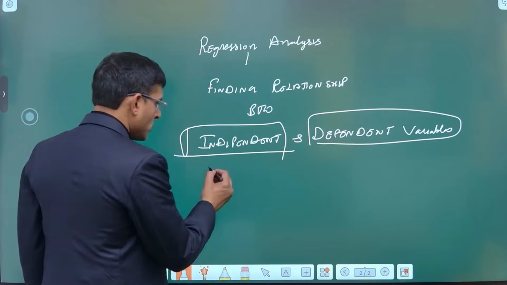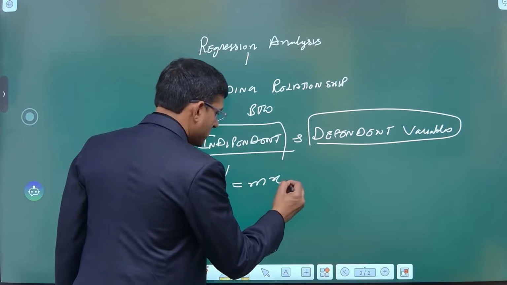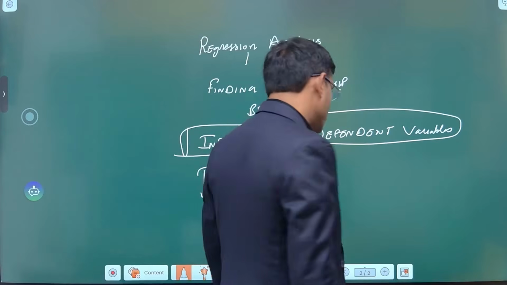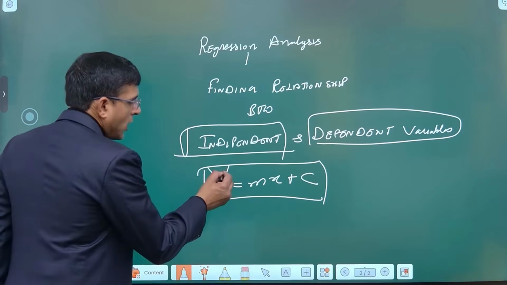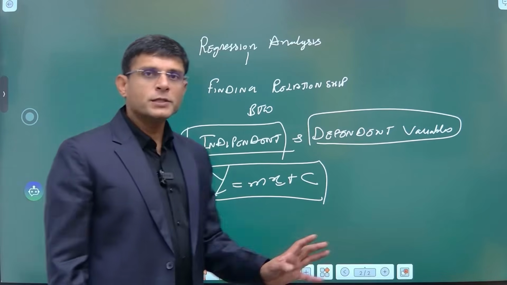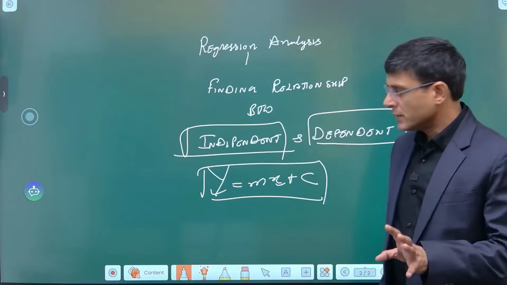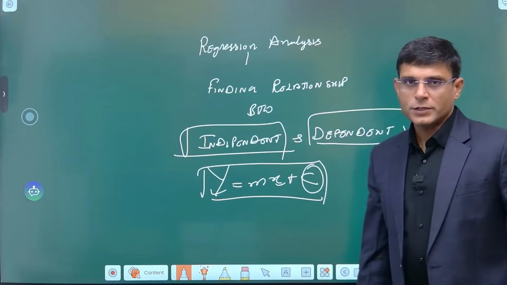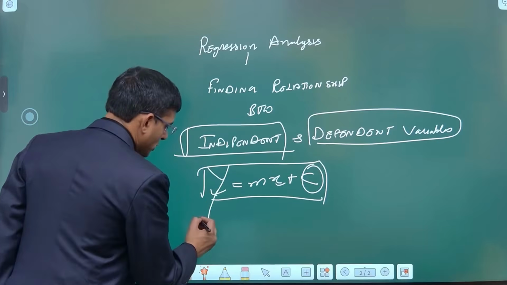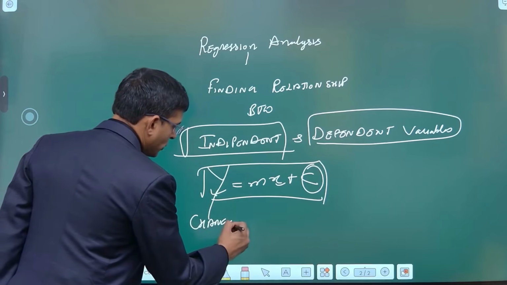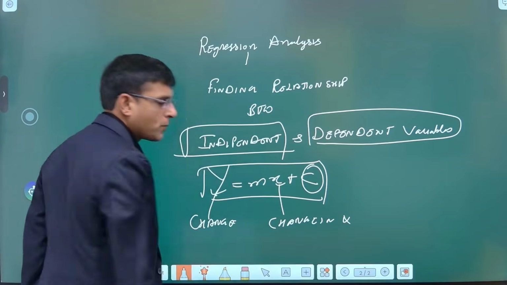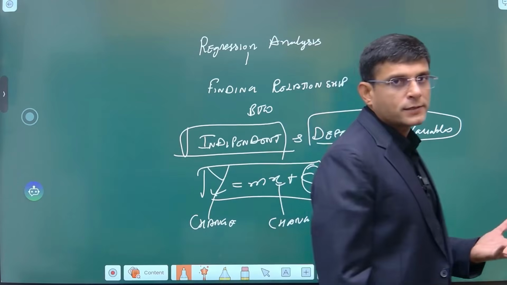Remember that equation y is equal to mx plus c. This equation is as per regression analysis. This equation tells you what's the relationship of y with x. m and c, they are constants. m is the coefficient of x, right? And c is the intercept, constant, right? So this relationship tells you how y will change due to change in x.